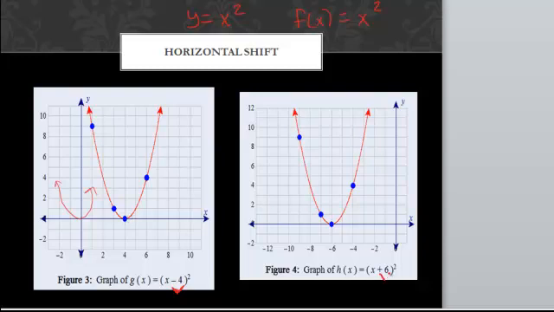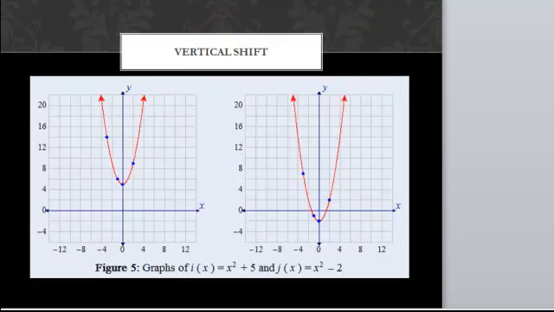So if you had a plus 6 on the inside of the function, that would actually shift your function to the left 6 units. So a way that you can remember it is, if you add or subtract on the inside of the function, it will shift left or right, and it's kind of the opposite of what you think. If it's minus, you go right. If it's plus, you go left.